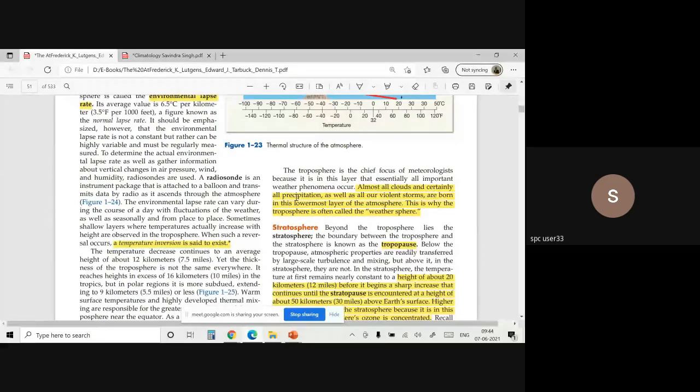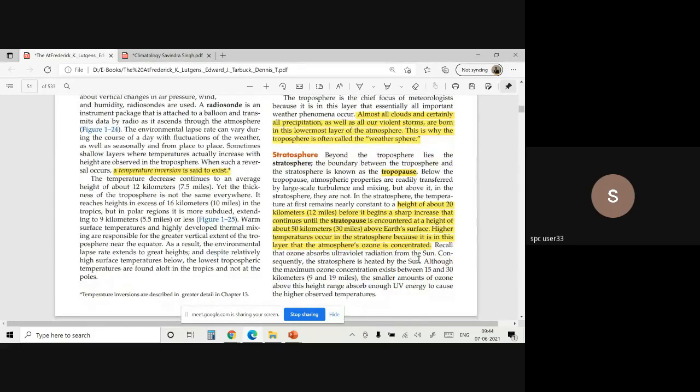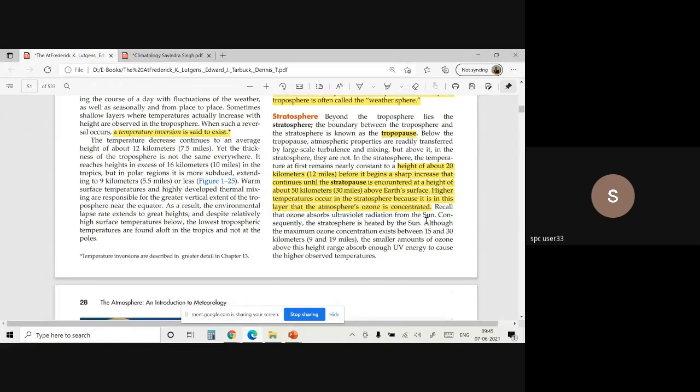Almost all clouds and certainly all precipitation, as well as all our violent storms, are born in the lowermost layer of the atmosphere. This is why the troposphere is often also called the weather sphere. Then we come to the stratosphere. The stratosphere is just above the troposphere, at a height of about 20 kilometers, before it begins a sharp increase there, which continues until the stratopause. It is encountered at a height of around 50 kilometers above the Earth's surface. Higher temperatures occur in the stratosphere because it is the layer in which atmospheric ozone is concentrated. We need to recall that the ozone absorbs ultraviolet radiations from the sun.